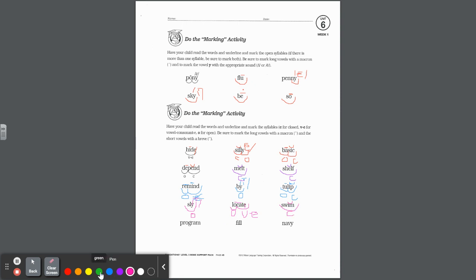Okay, one last row. Let's go. Program. Pro has a long O because it's open in that syllable. And am, you might even box in am, ham, am, because that is closed. Okay? Fill, one syllable, short I, completely closed in. And the last word, navy. Long A, open syllable. V, long vowel because that Y sounds like a long E in a multisyllabic word. Awesome, awesome job.